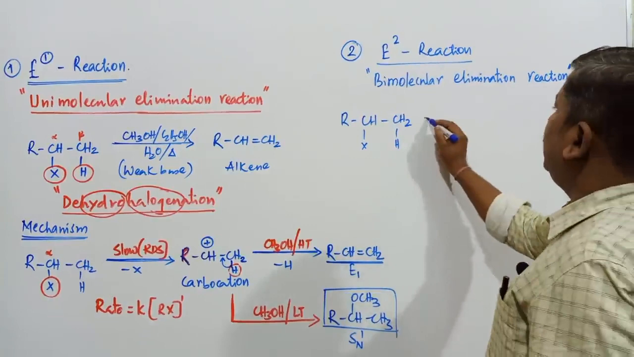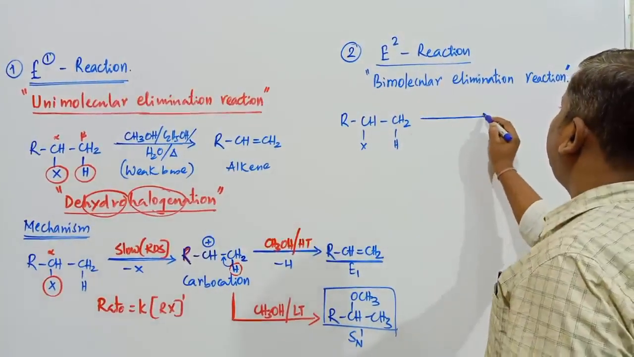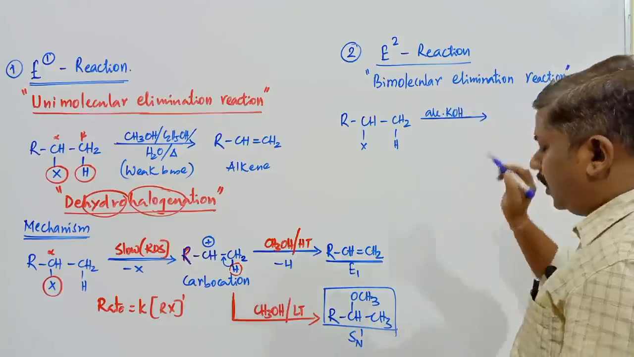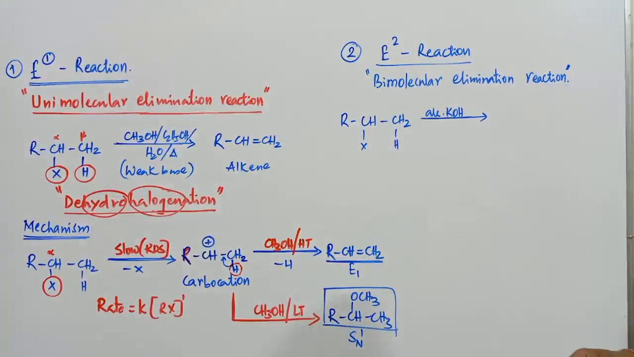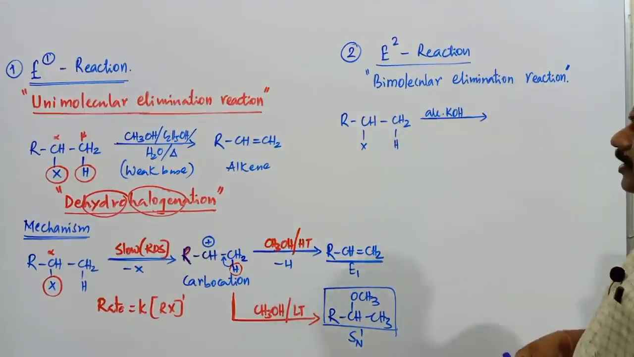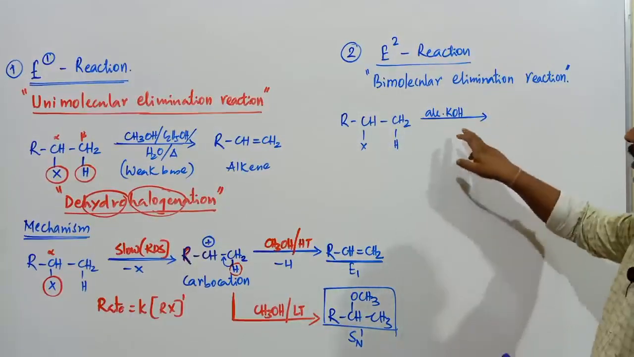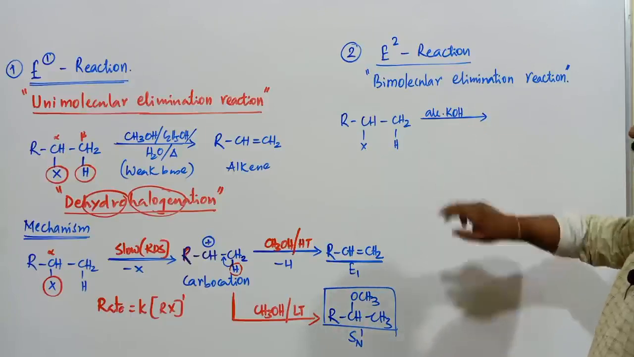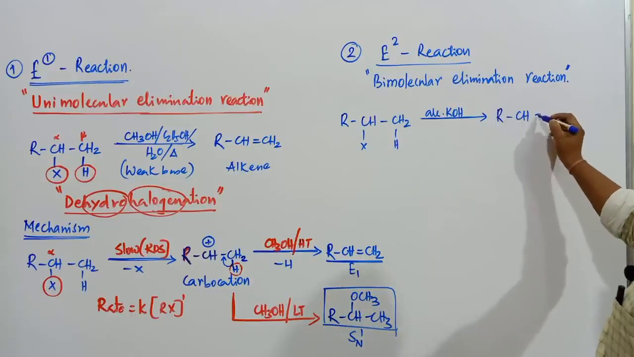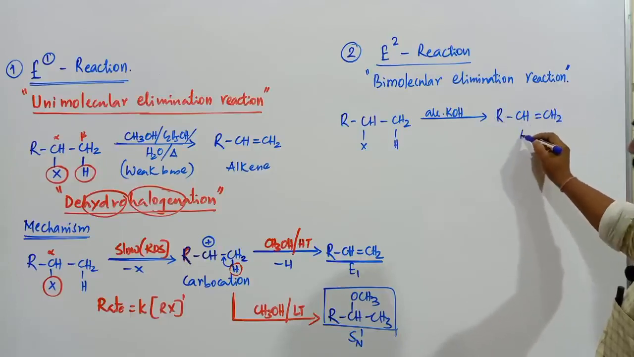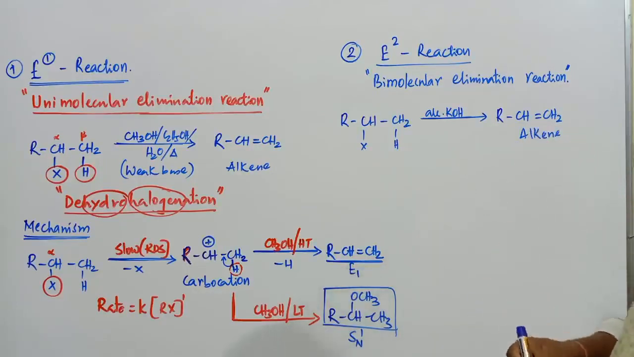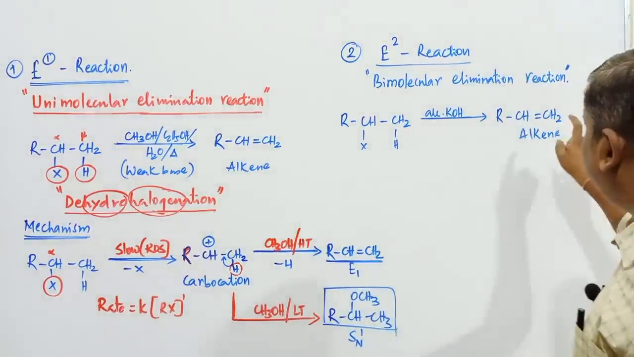When this molecule is treated with alcoholic KOH, or alcoholic NaOH, or sodamide, or NH3, or sodium hydride, so many different types of reagents. Yesterday I mentioned that. In presence of alcoholic KOH, the product obtained here is RCH double bond CH2. Now here also the product is going to be alkene. There also the product was the same alkene, here also it is going to be the same alkene.